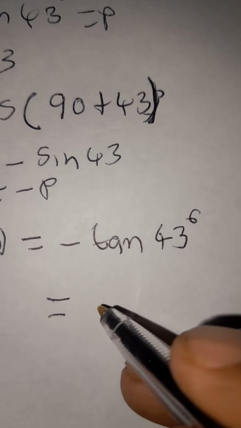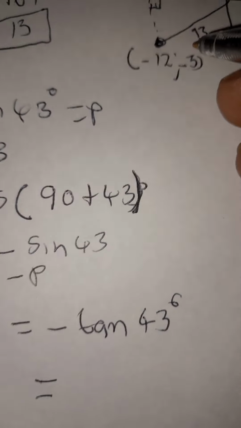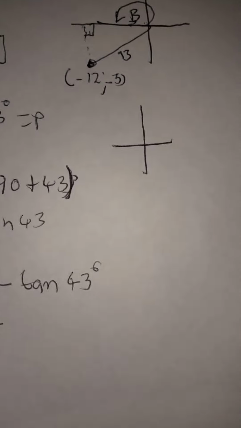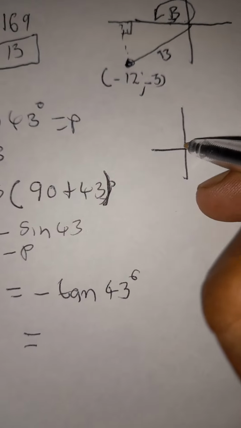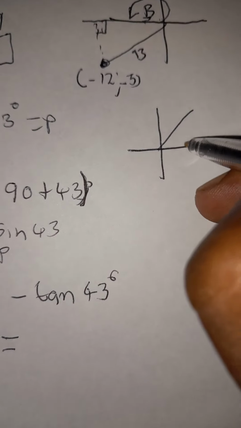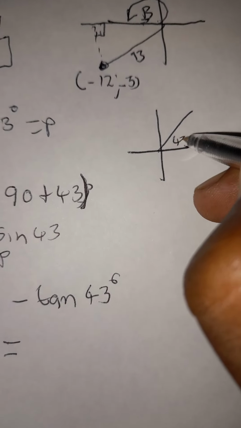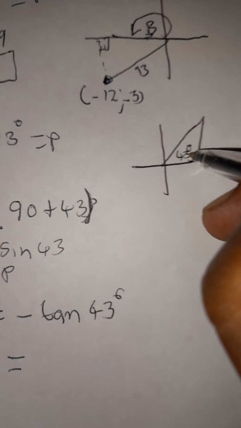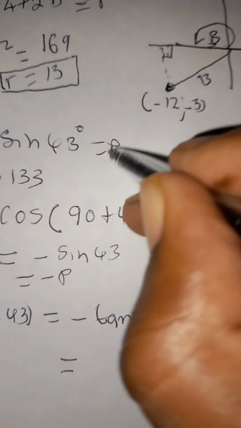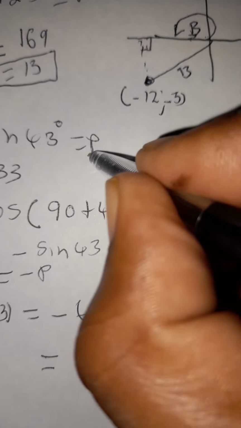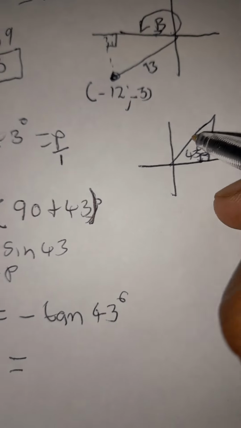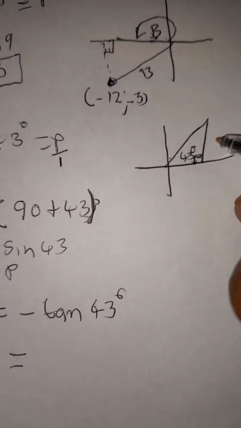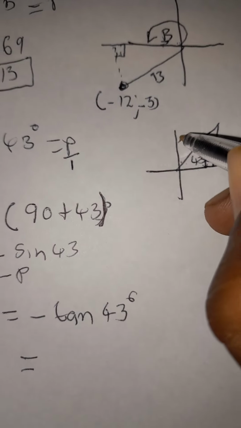Since it's y all over x, remember that from here we're supposed to draw a sketch also here. I just saw the mistake. So 43 will be here. Since it's sine 43 degrees, it will be here. Sorry for my ugly sketch there. This is sine, it's opposite all over hypotenuse, so it's going to be p all over 1. Our opposite will be p, the hypotenuse will be 1.